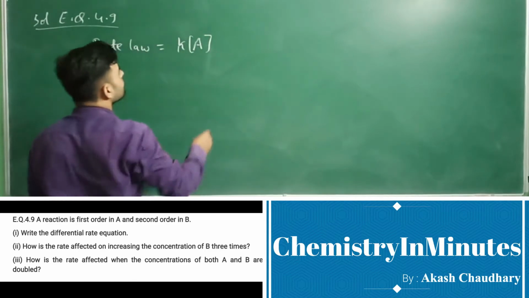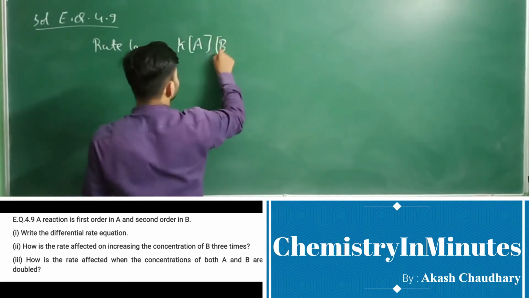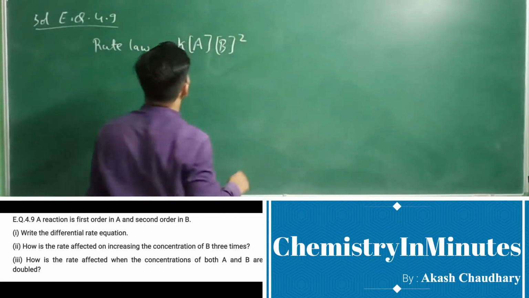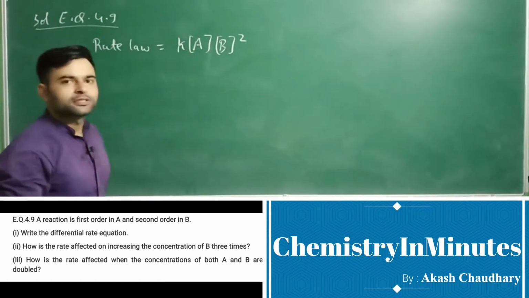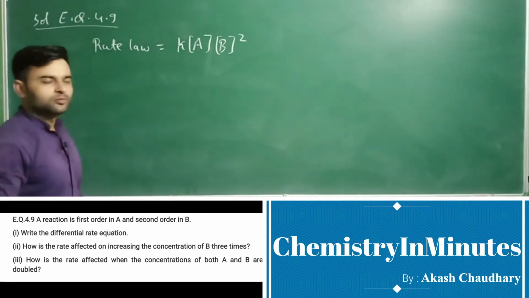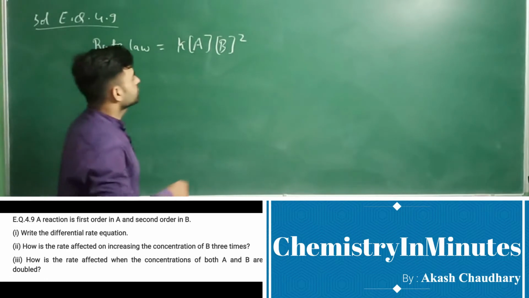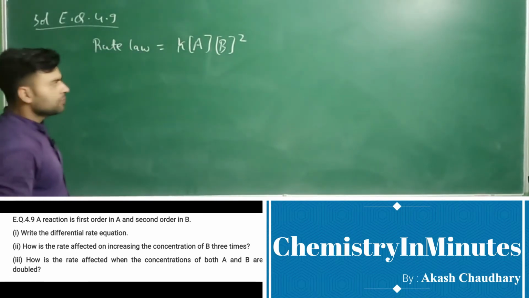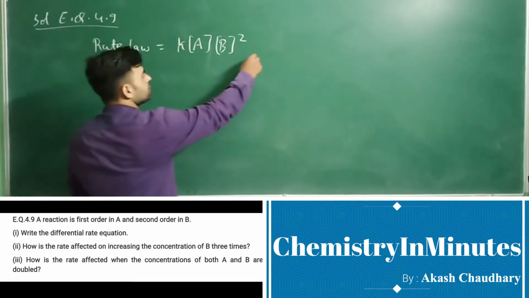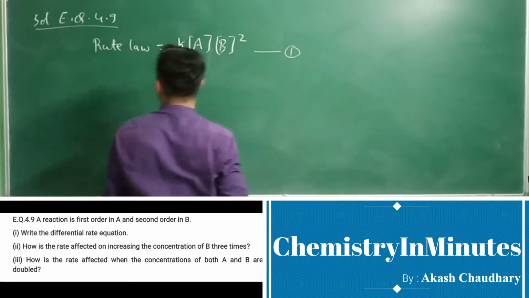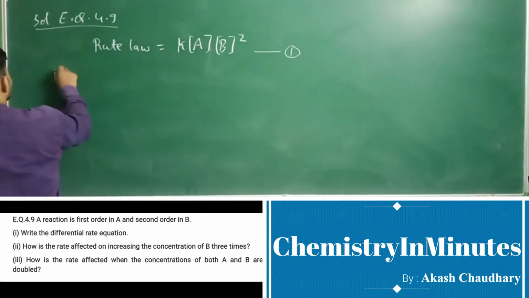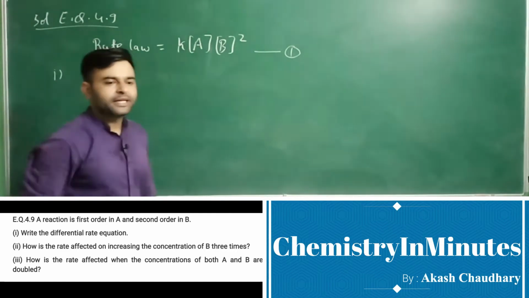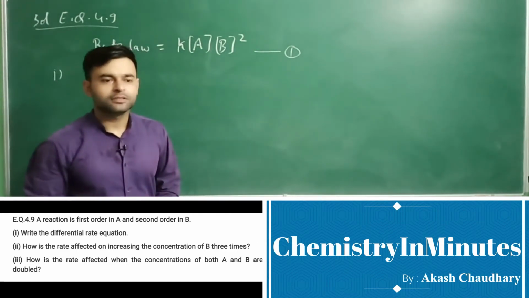Rate equals k, concentration of A multiplied by concentration of B raised to the power 2, as the order of reaction is 1 in terms of A and order of reaction is 2 in terms of B. So this will be the rate law and this is our equation number 1. Now the first part, we are asked to write the differential rate equation.